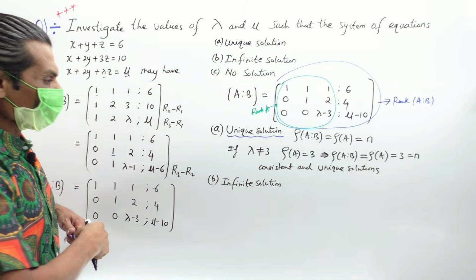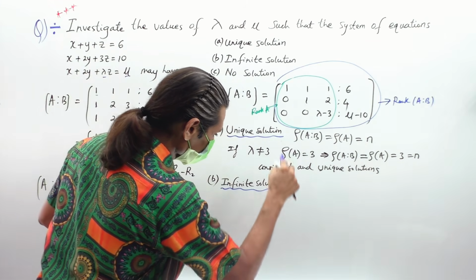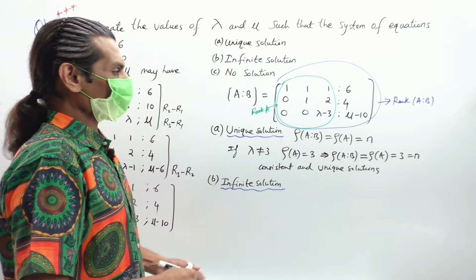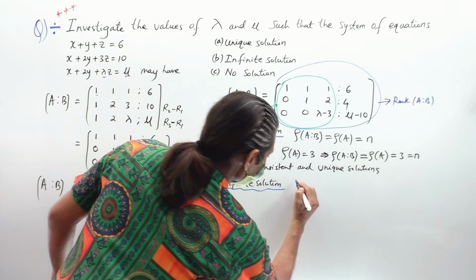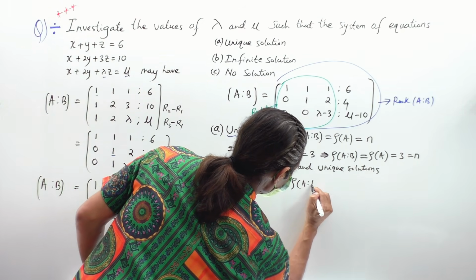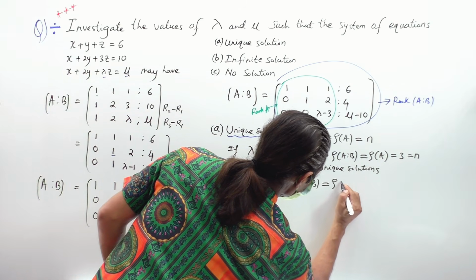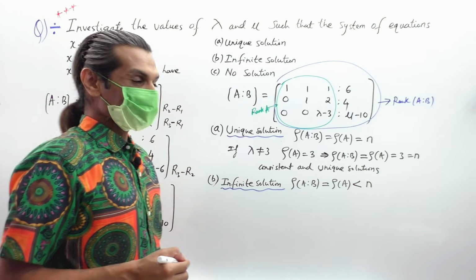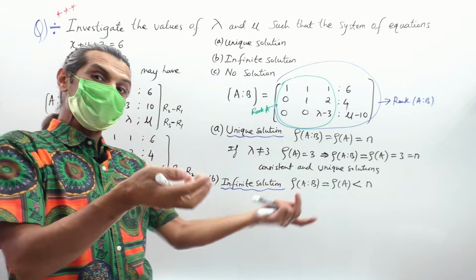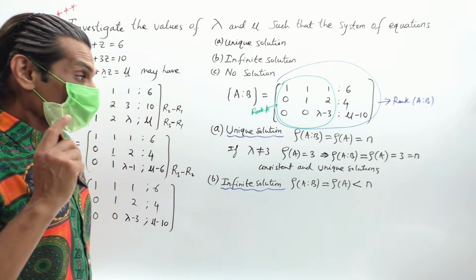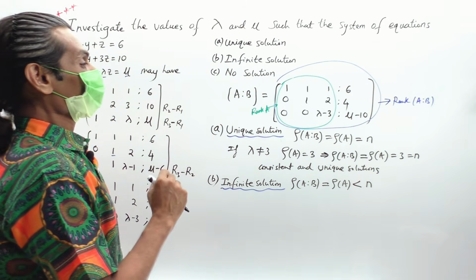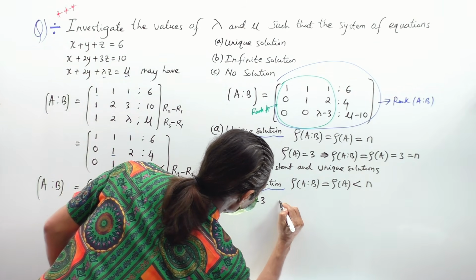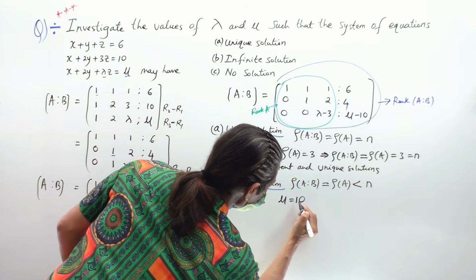So for infinite solution, what is the condition? Go back to theory again, refer to it. The condition for infinite solution is rank of A augment B should be equal to rank of A, and that should be lesser than n. What is n here? 3. So the rank should be lesser. It can be 2 or 1, whatever. When is this possible? Only when lambda is equal to 3 and mu equals 10.